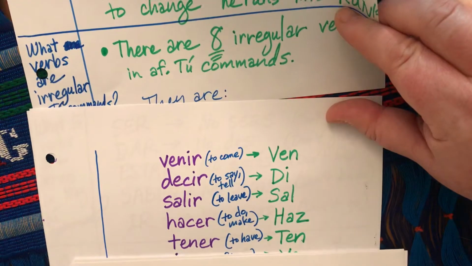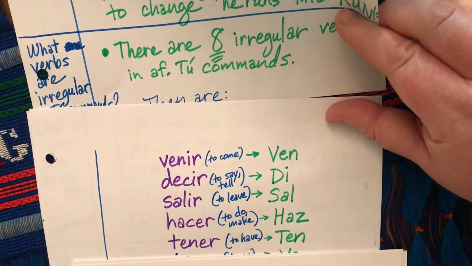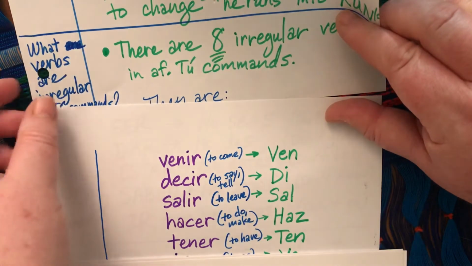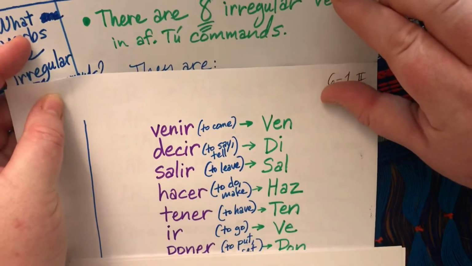Next one is tener. Ten. Ten dinero. Ten cuidado. Ten cuidado. Be careful. That's probably the most common one you hear with ten. Ten does not mean diez. That is a Spanish word, ten.